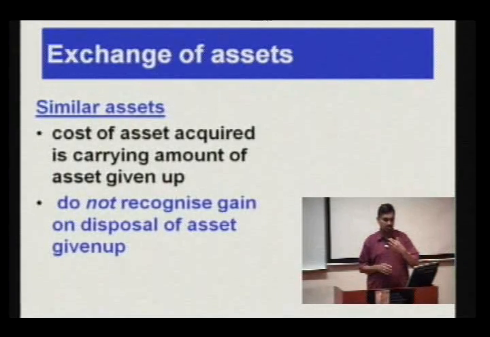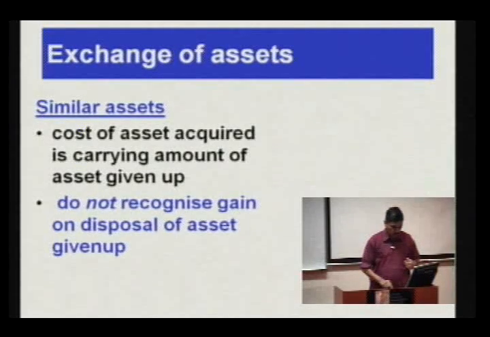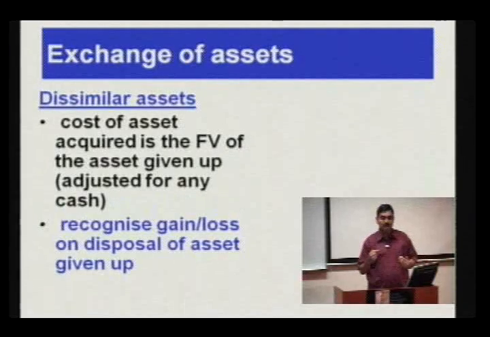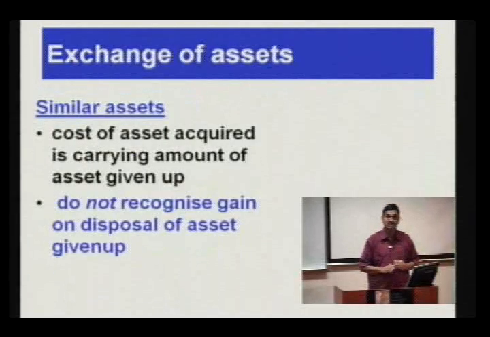However, in case of a similar asset, it is not the fair value, but the cost of the asset is the carrying amount of the asset given up. In the previous case, it is the fair value of the asset given up, but in this case, it is the carrying amount of the asset given up. And most importantly, the loss or profit, if any, will not be recognized at all, because you are showing it at the carrying amount, so the concept of loss or profit will not emerge. Whereas in the previous case, because you bring in the fair value, the difference is treated as a gain or a loss. In this case, you show it at the carrying amount, so no profit, no loss is shown in the income statement.